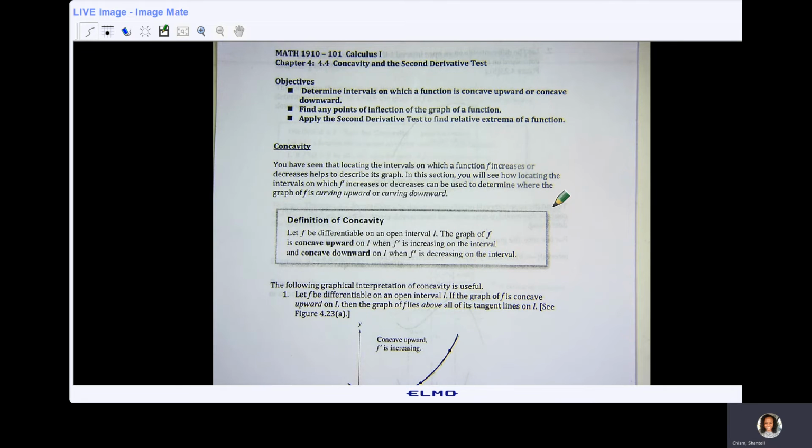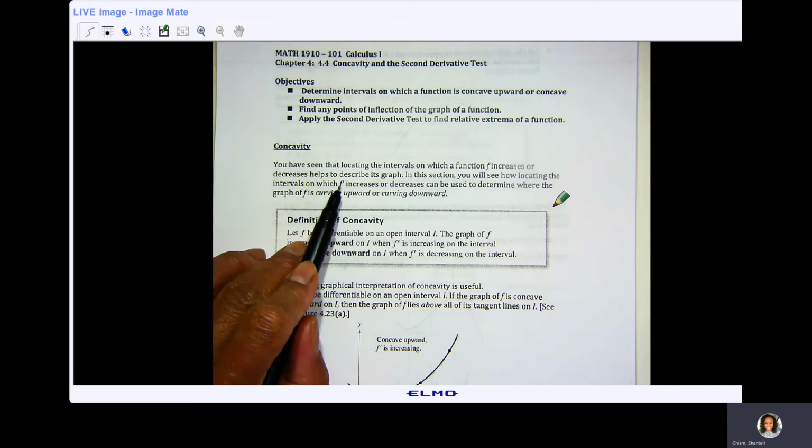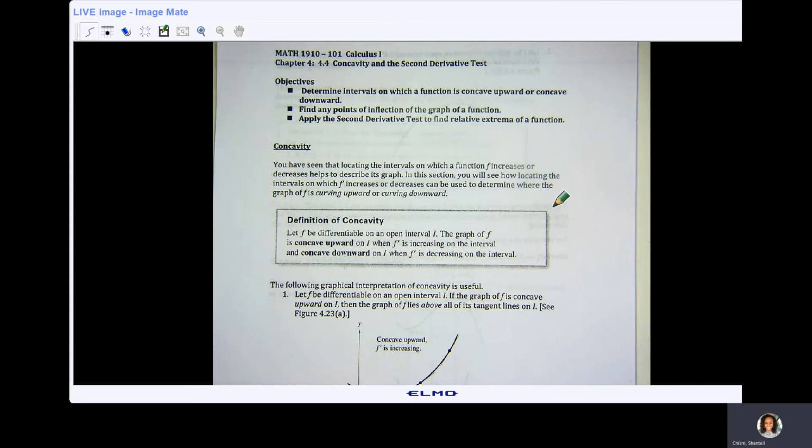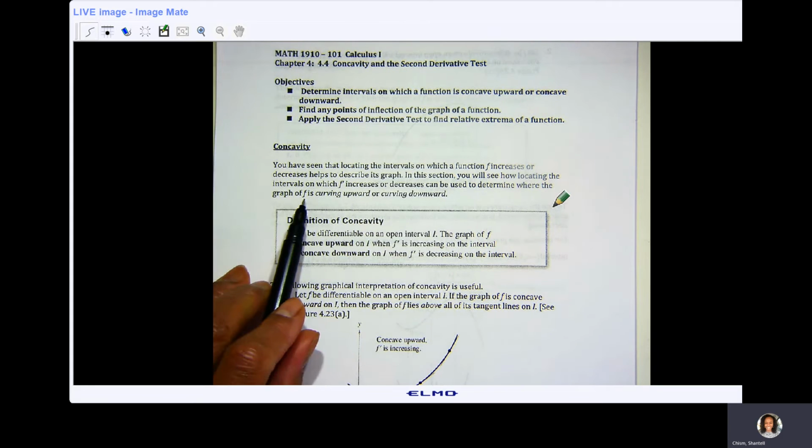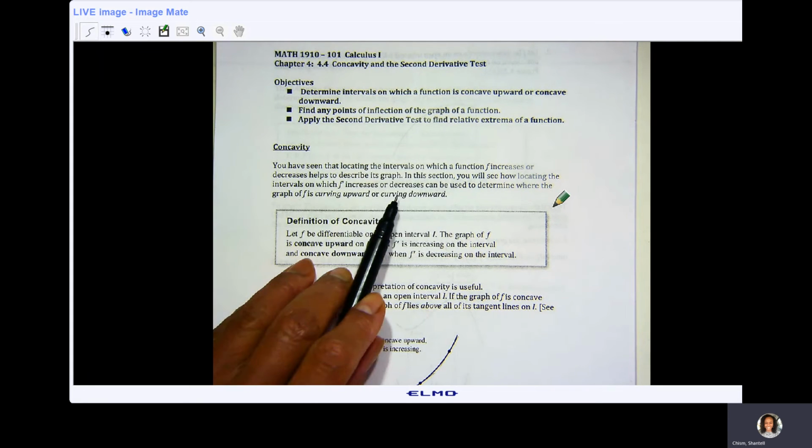So let's talk about concavity. You have seen that locating the intervals on which a function f increases or decreases helps to learn more about the graph. So we looked at where a function increases or decreases back in 4.3. In this section, we're going to see how locating the intervals on which f prime, the first derivative, increases or decreases can be used to determine whether the graph of the original function f is curving upward or curving downward.